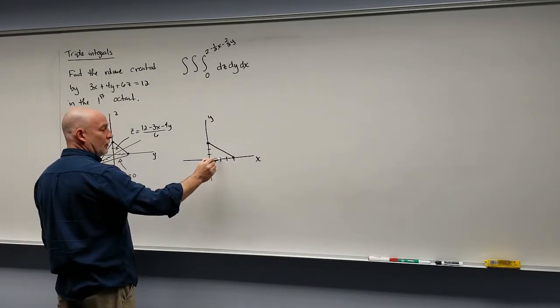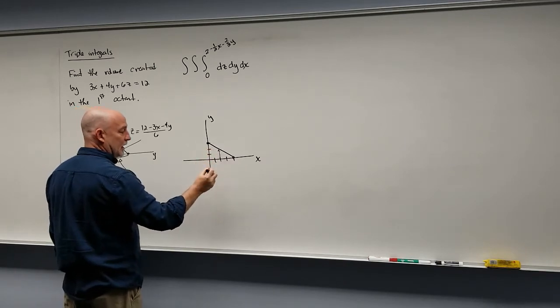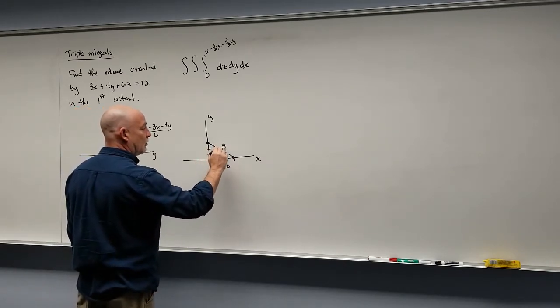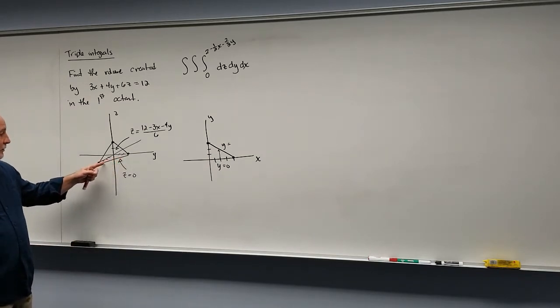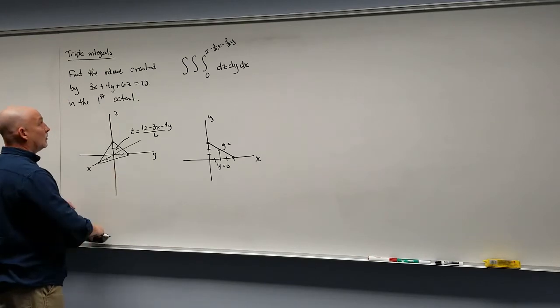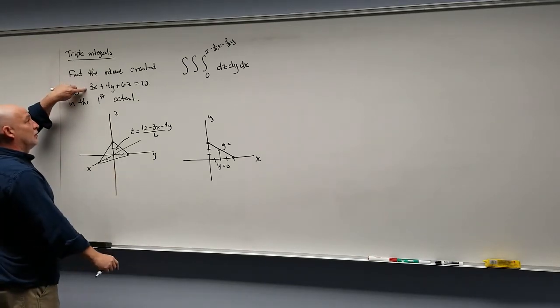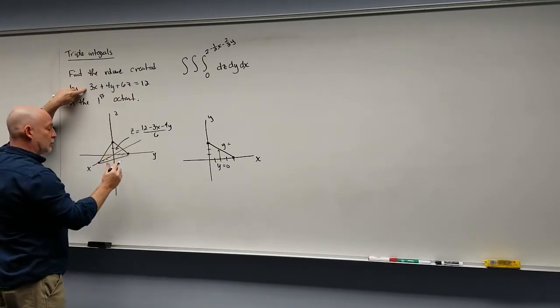Y runs from everywhere in this region, from y equals 0 up to that. So we go from y equals 0 to y equals, well, that would be this line right here. So what is the equation for that line? Well, that would be where this surface crosses the xy plane. And in the xy plane, all the z's are equal to 0.